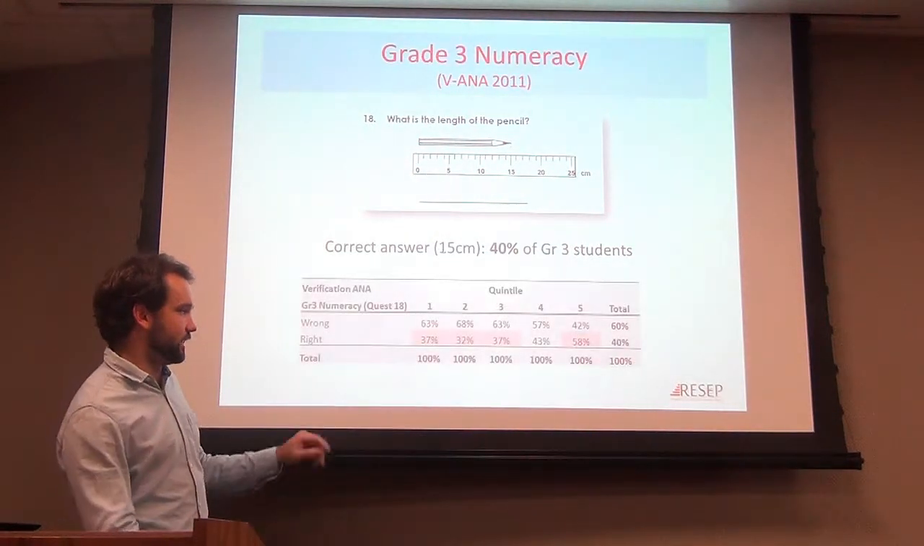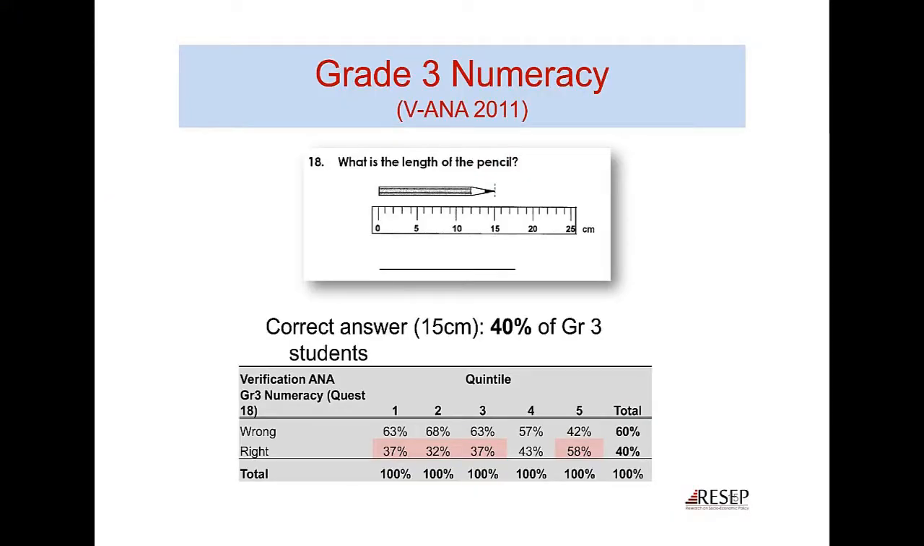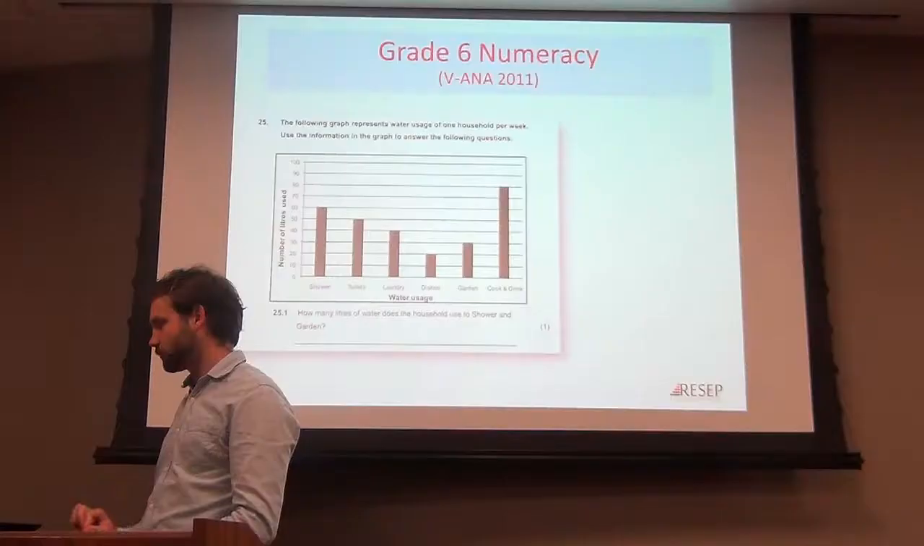But notice the difference in performance between quintiles: between 32 and 40% in quintiles 1 to 4 could get it right, compared to about 60% in quintile 5. But again, as someone pointed out when I presented this before, this still means that 40% of quintile 5 students can't get this right. 42% of quintile 5 students can't get this right either. So again, these are systemic problems, not just isolated to poorer schools.